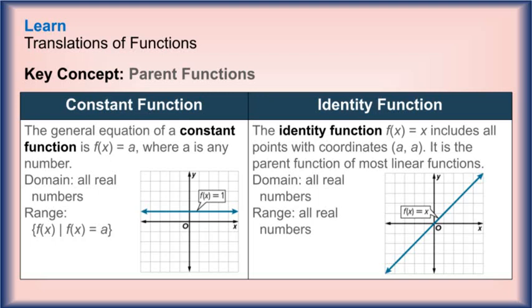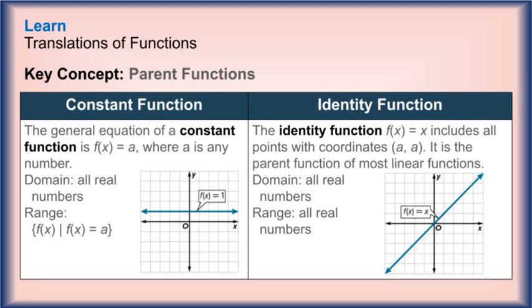Some parent functions that we'll be looking at, a constant function is just a function where f of x equaling a, where a is any number. So this would be like a horizontal line or a vertical line. Here, the domain for this horizontal line is all real numbers, and the range is the same number where it crosses the y-axis. So a would always be the same number here.